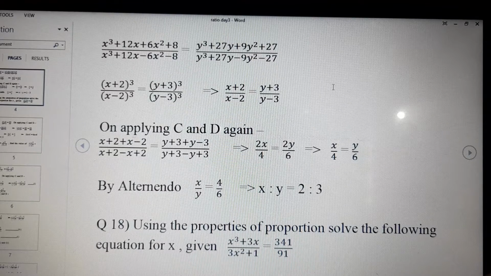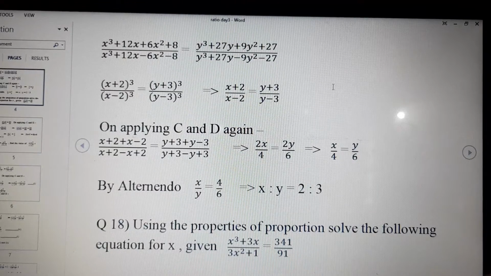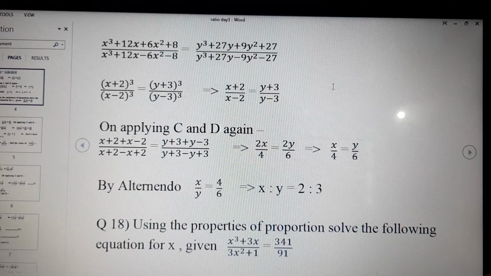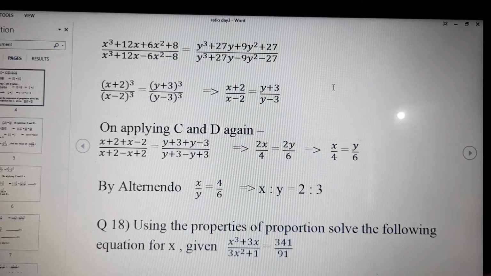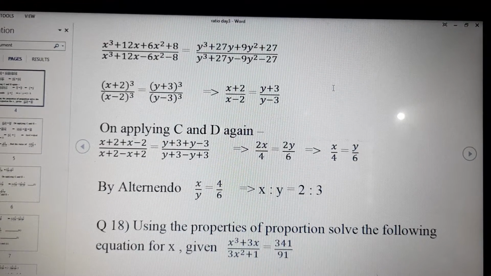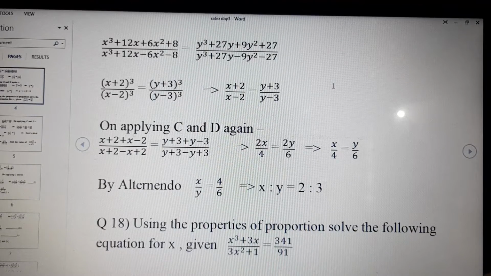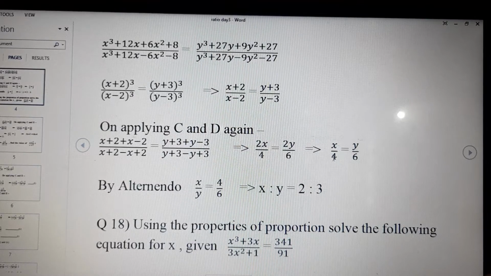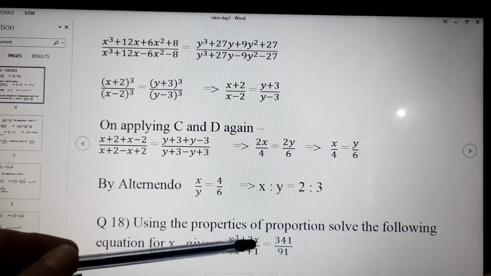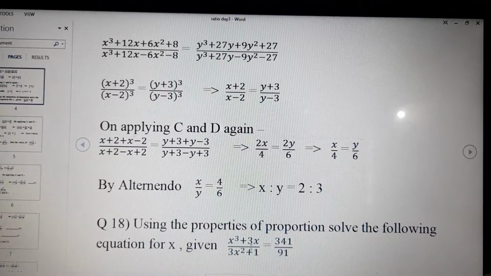Okay, moving on to the next question. It is question number 18. Using the properties of proportion, we need to solve the following equation for x, and the equation is (x cube plus 3x) divided by (3x square plus 1) is equal to 341 divided by 91. As you can see, it is x cube plus 3x divided by 3x square plus 1.